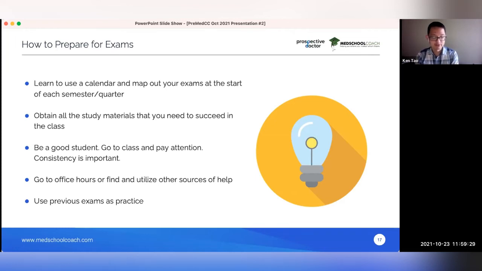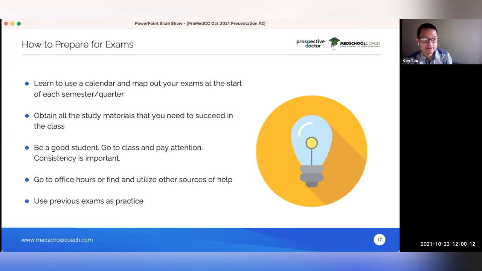And if you learn to use a calendar and you map out your exams at the start of each semester or quarter, you should be able to figure out which weeks are going to be your toughest weeks. And if you know, okay, this is going to be a tough week, and I have 3 midterms all in the same week, then you plan accordingly. You make sure the week before that is a light week. You're not going to commit to participating in a bunch of club activities that week, right? You need to step back, because you have a lot of exams that week and you need time to study for those exams. And planning ahead with a study calendar, super, super helpful.